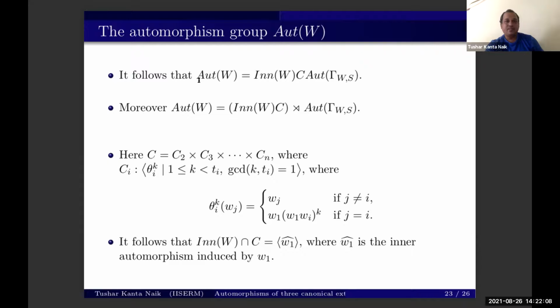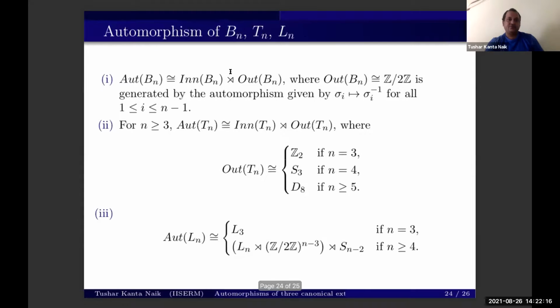So with this, we'll get the automorphism of Ln, where we will have an isomorphism between W and Ln. Here we'll recall the automorphism of the braid and twin groups also. For the braid group, the automorphism group is the inner automorphism group semi-direct product with the outer automorphism group, which is Z by 2Z, and it is generated by this automorphism: sigma_i goes to sigma_i inverse for all i.